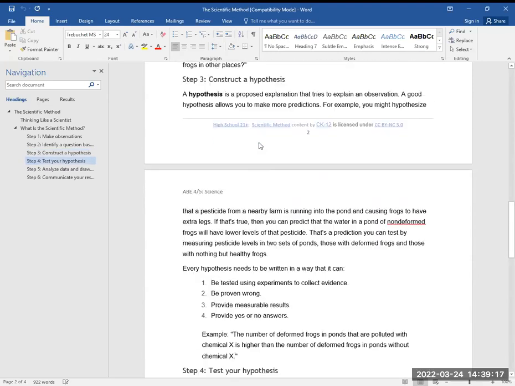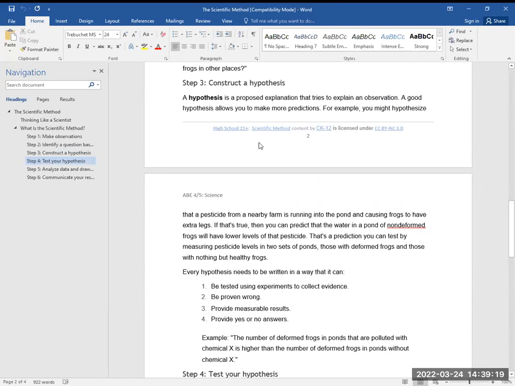Step number 3 is to form a hypothesis. A hypothesis is a proposed explanation that tries to explain the observation. So it looks at what you have already looked at, and you come up with a conclusion, what you think is causing the frogs to be deformed. A good hypothesis allows you to make more predictions. For example, you might hypothesize that a pesticide from a nearby farm is running into the pond and causing the frog to have an extra leg.